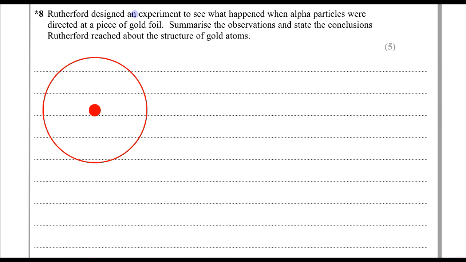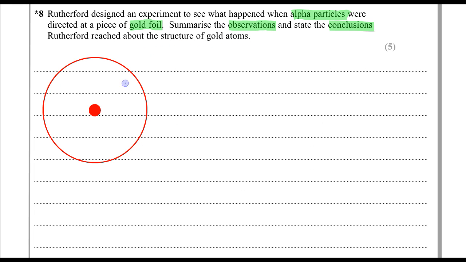Rutherford designed an experiment to see what happened when alpha particles were directed at a piece of gold foil. Summarize the observations and state the conclusions Rutherford reached about the structure of the gold atom.